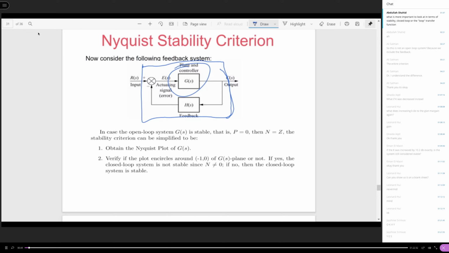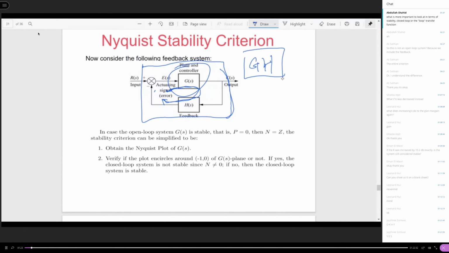Now, if H of S is not equal to 1, then your open loop system, the loop transfer function, from here to here, right? Exactly, if H of S is not equal to 1, then apparently the open loop system includes H of S. So the evaluation becomes GH, not G. If H is not equal to 1, you cannot drop the H. You need to include H in the evaluation.